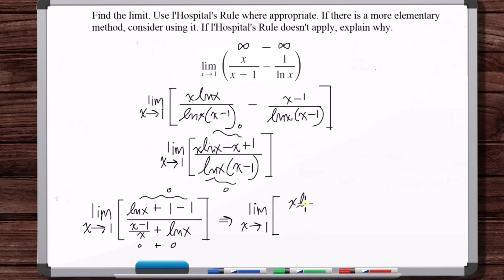So you get x natural log of x over x minus 1 plus x natural log of x. Okay, so plugging in x equal to 1, you have 0 times 1, this goes to 0. 0 times 1, this goes to 0. So, okay, 0 over 0. Let's use L'Hopital's rule again.